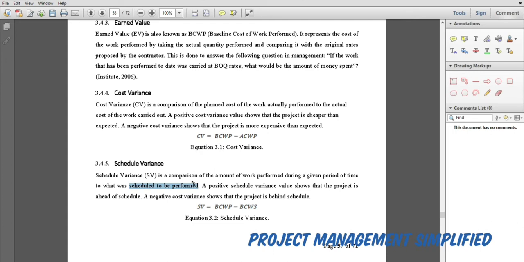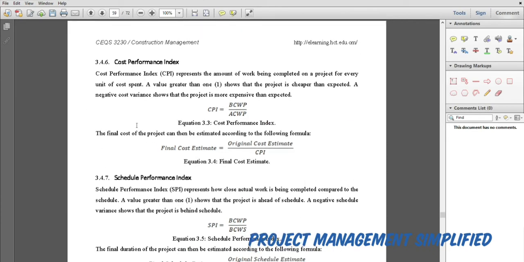A negative variance shows that the project is behind schedule. And this is the formula that we will use: SV, baseline cost of work performed, minus baseline cost of work scheduled, which means EV minus PV. So a negative cost here, you can change it. This one, it's a typo. A negative schedule variance.